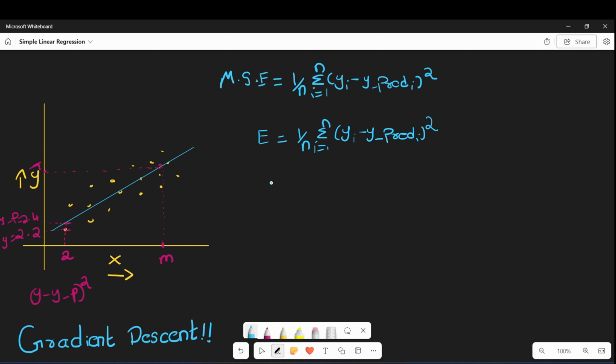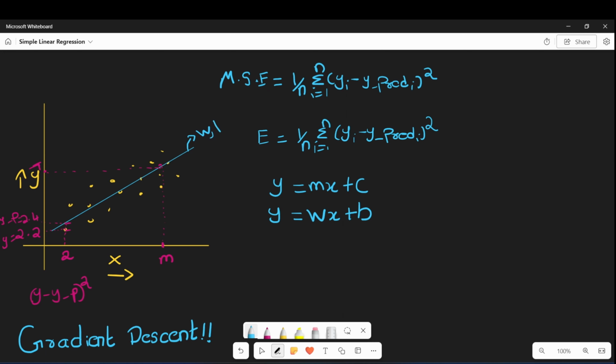Let's start with the simple line equation y equals mx plus c, where m is the slope of the line and c is the intercept. Now I'm going to rename this m and c as capital W and b, so it becomes y equals W times x plus b. Now the idea is simple here. This best fit line will also have some value of W and b.